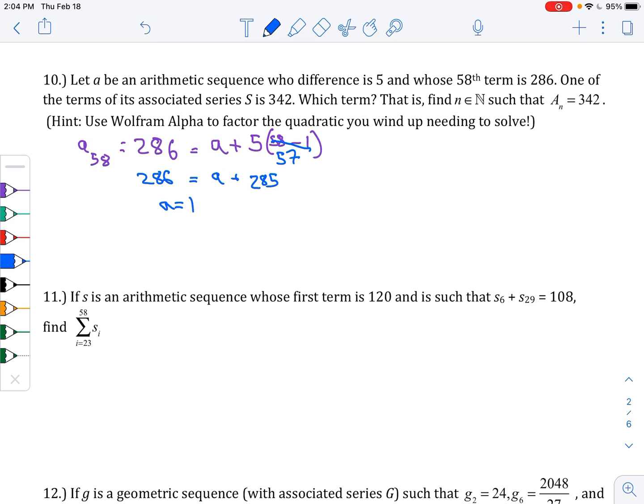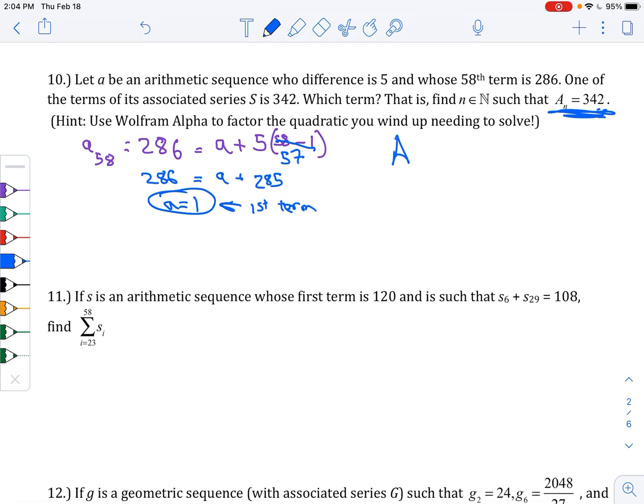Because now that I know that that's my first term, on these formulas, I can now take what I know about the sum of an arithmetic series. We just call it a series. But yeah, I can just go ahead and say S sub n equals 342, which we can use a corollary of the sum of an arithmetic series. That's n over 2 times 2 times a plus the difference times n minus 1.